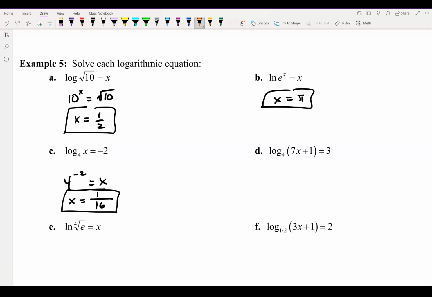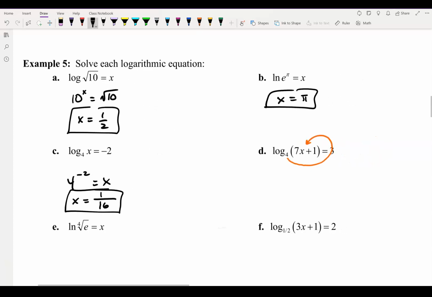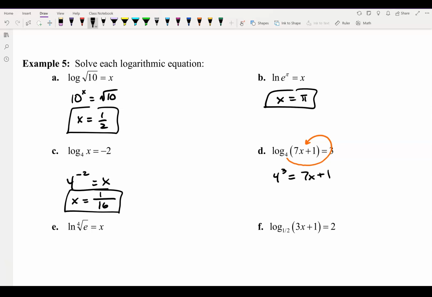Next one, again, we can start with the base, raise it to the 3rd power, and it has to equal this. So what are we going to get there? We're going to get 4 to the 3rd power equals 7x plus 1. I think 4 to the 3rd power is 64 equals 7x plus 1. If I subtract, we get 63 equals 7x, and then we'll end up with x equaling 9.